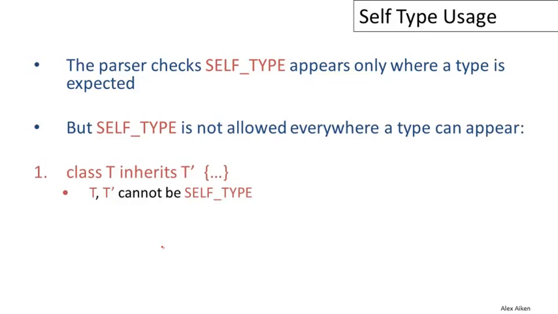So let's begin with a very simple rule. Self-type is not a class name, and so it can't appear in a class definition. It can neither be the name of the class nor the class that is inherited from. In attribute declarations, the type of an attribute, in this case we have an attribute X and it's declared to have type T, it is okay for T to be self-type. So it's fine to have attributes that are declared to be the self-type of the class.